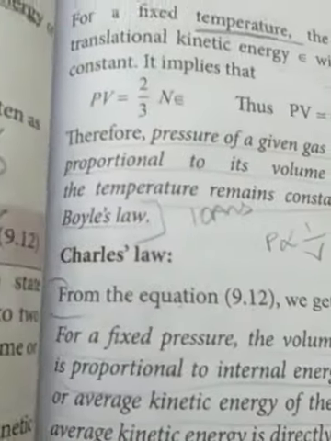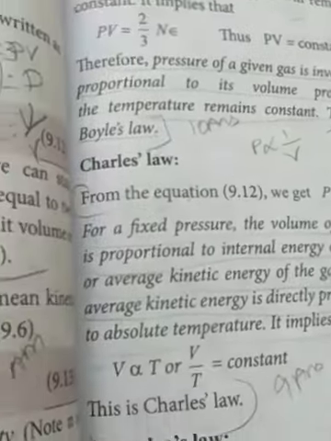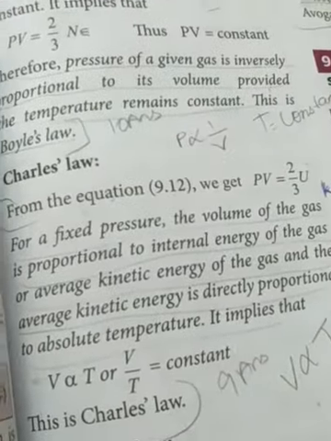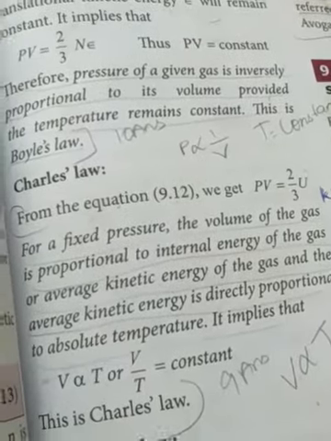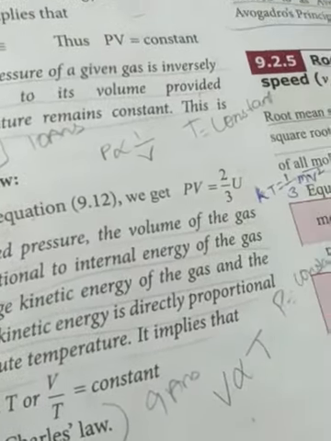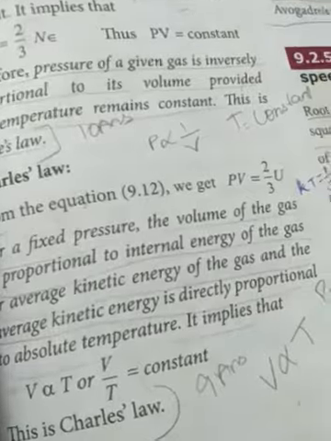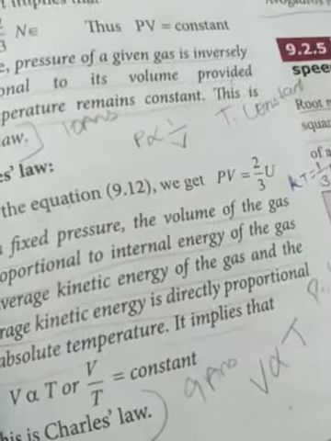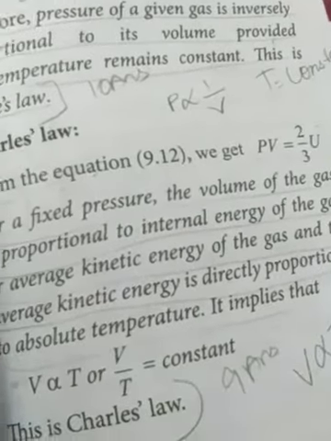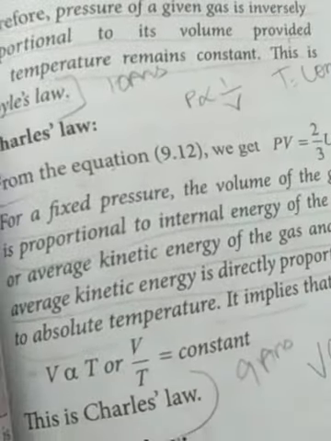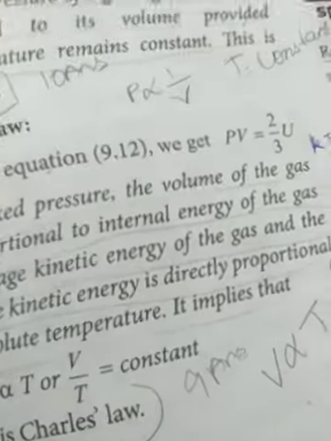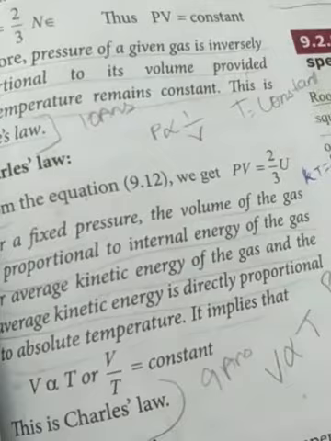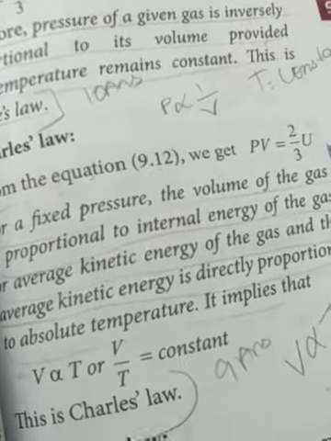Next, Charles's law. In Charles's law, the pressure is constant, and the volume is directly proportional to the temperature. Here we keep the pressure constant. Whenever the pressure is constant, the volume of the gas is directly proportional to the temperature of the gas.